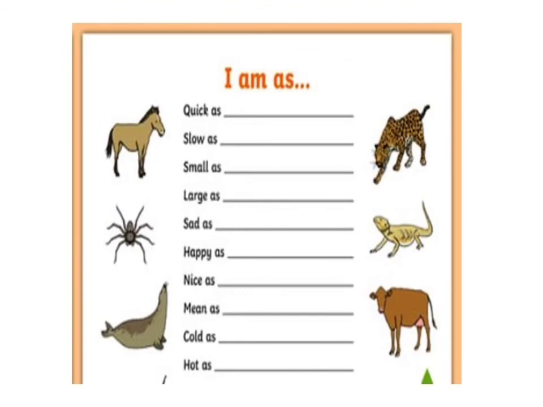Now, here is a worksheet on similes, children. You can use your own examples. I'll give you a few. I'm as quick as a horse. I'm as slow as a turtle. I'm as small as an ant. I'm as large as a giraffe. I'm as sad as the hungry beggar.